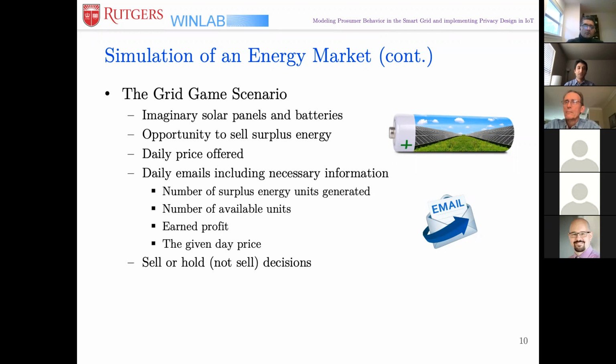Every day, participants received an email providing them with some information, such as the number of units of surplus energy generated by solar panels, the total number of units stored in a storage battery, the amount of profit that had been earned till that day by selling the surplus energy, and the price the power company was paying for a unit of energy on that day. And the email was wrapped up with this question: do you want to sell? If so, how many?